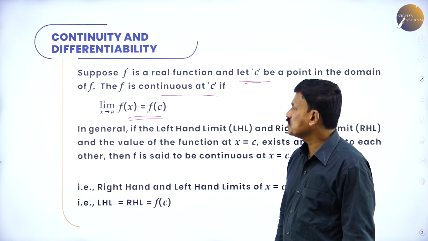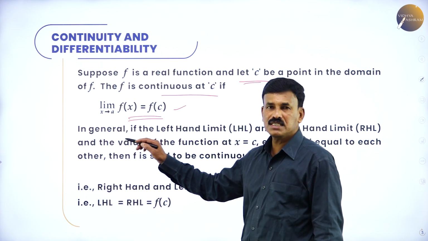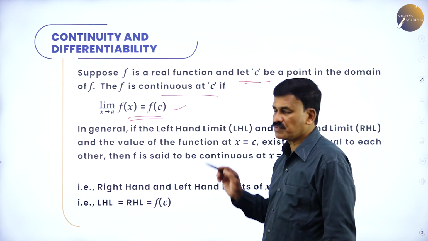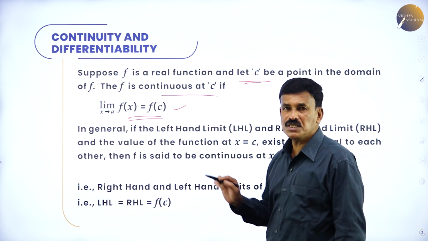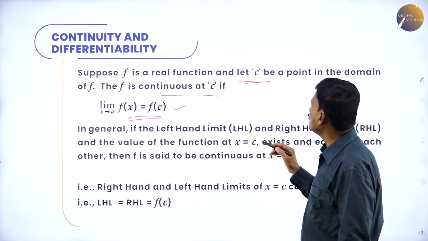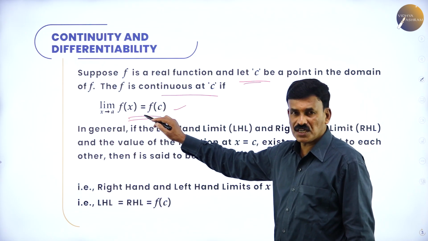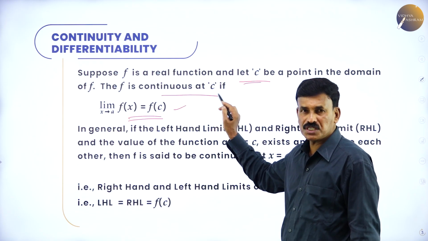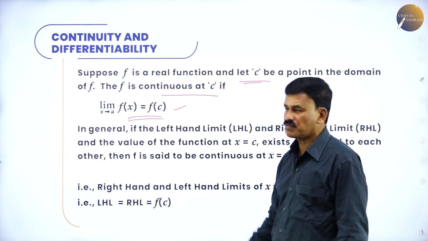If limit x tends to a of f of x is equal to f of c, that is, if the limit exists and the value of limit is equal to the functional value, then the function is said to be continuous at c. That is, suppose f is a real function and let c be a point in the domain of f, then f is said to be continuous at c if limit x tends to a of f of x is equal to f of c.